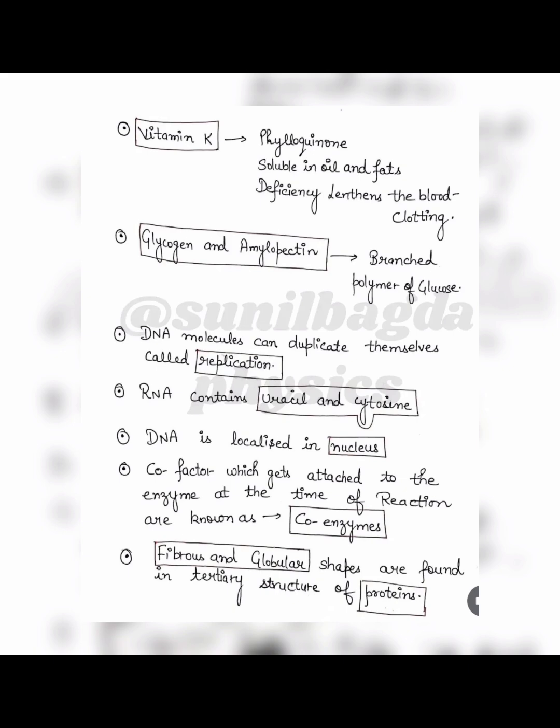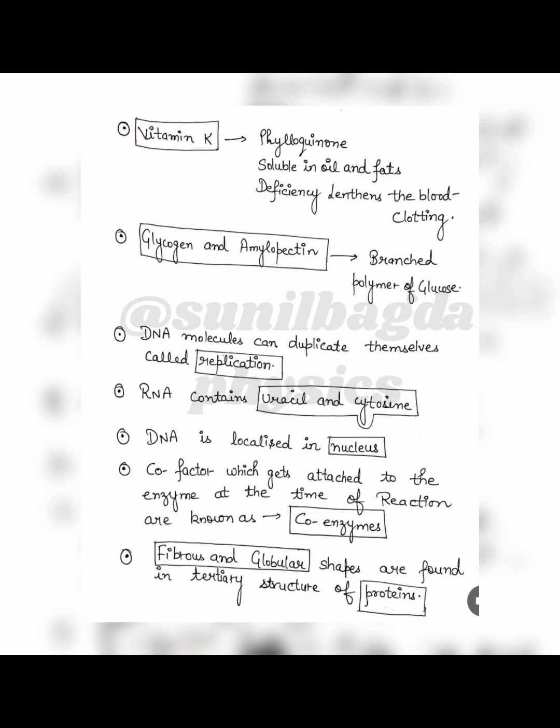mentioned here. Vitamin K is soluble in oils as well as fats, and its deficiency lengthens the blood clotting. Glycogen and amylopectin are considered as branched polymers of glucose, whereas another, a straight chain or linear polymer of glucose, is considered as starch. DNA molecules can duplicate themselves, which is called replication, not duplication. Similarly, RNA contains uracil and cytosine, and DNA is localized in the nucleus.